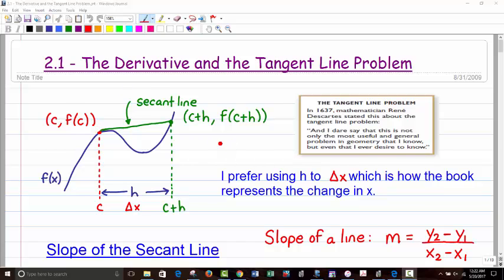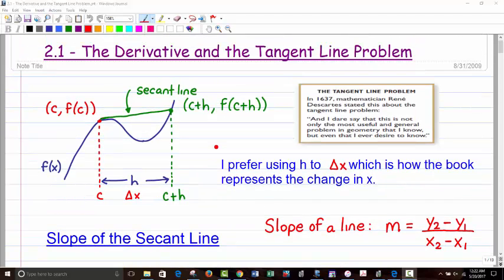A secant, I believe, is Latin for cut. Anyway, a secant line is a straight line drawn between any 2 points on a graph. Anywhere, whatever the points of interest are.